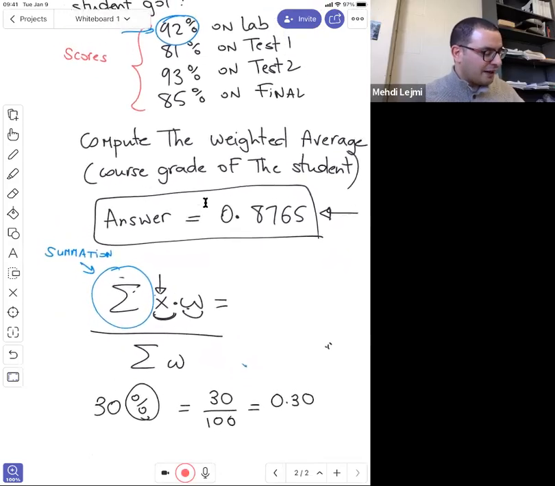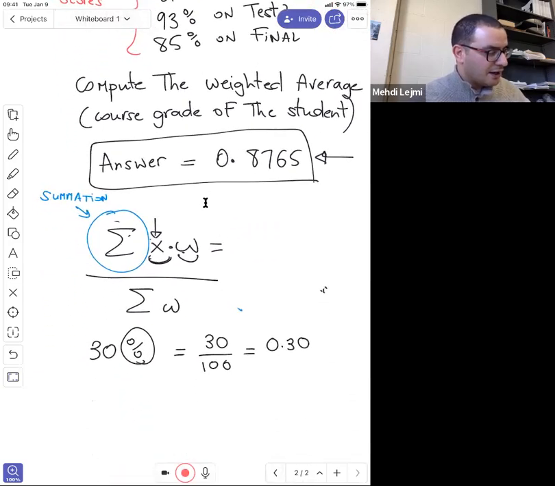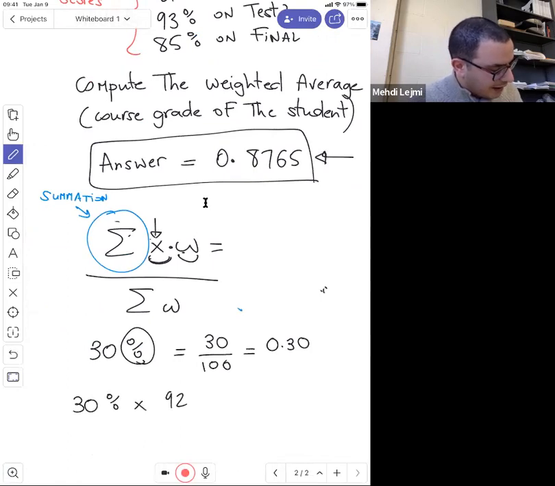But then if you have 30% times 92%, for example, let's say you need to multiply 30% by 92%. So this would be like 0.30 multiplied by 0.92, for example. Yeah, and that's right. That's what I'm saying.